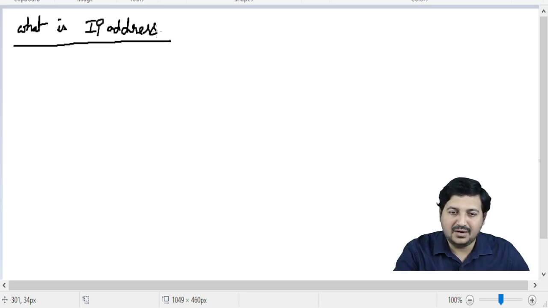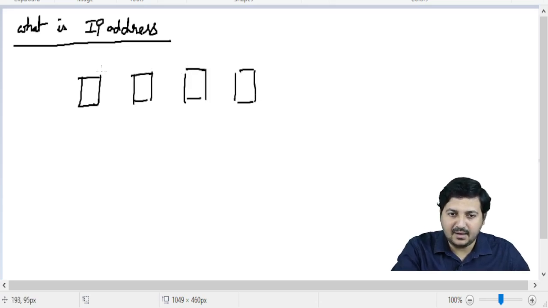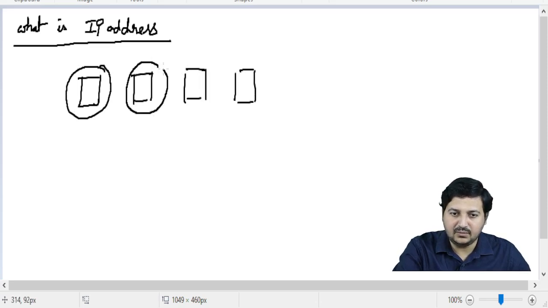First thing, what is the meaning of identification? Take for example, we have a machine, or imagine we have a group of machines, 3 or 4 or 5. If every machine needs to communicate with another machine, what does it need? It needs an address. So that address is called an IP address.